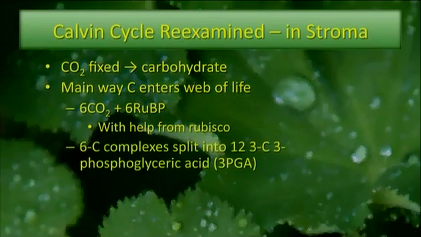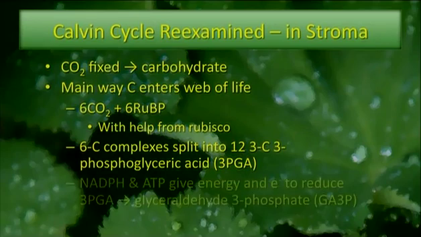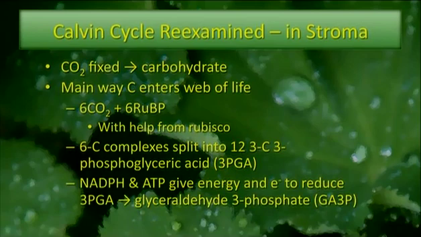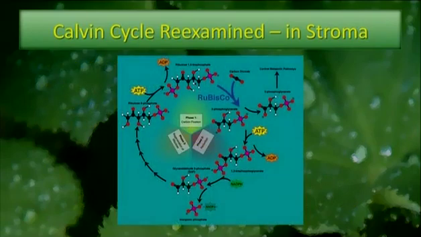Now the 6-carbon complexes then split into twelve 3-carbon 3-phosphoglyceric acids, or 3-PGAs. So the first stable compound that's formed during photosynthesis is 3-PGA. Now NADPH and ATP then give energy and electrons to reduce this phosphoglyceric acid.